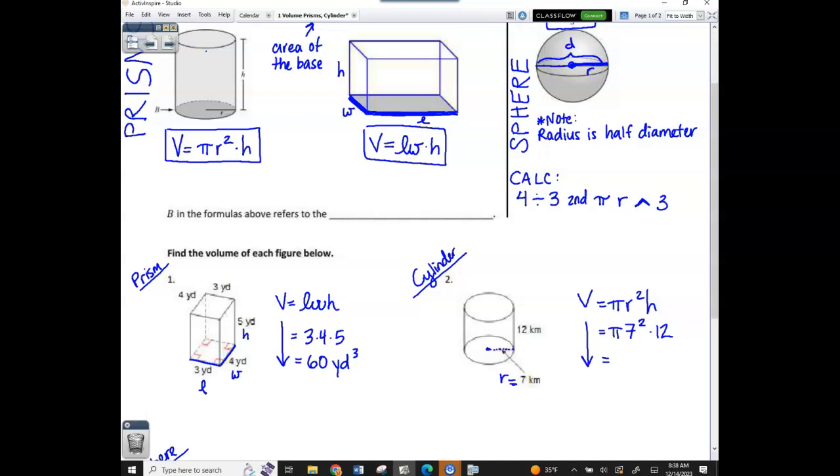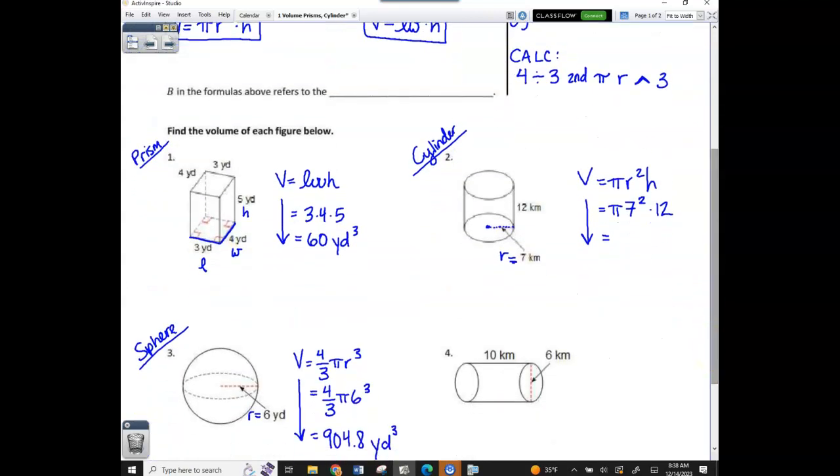When you type that in, don't be afraid of big numbers. You're going to get really big numbers on some of these. Did you get 1,847.3? And this is kilometers cubed.